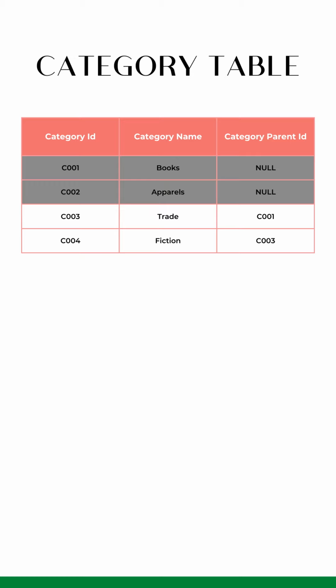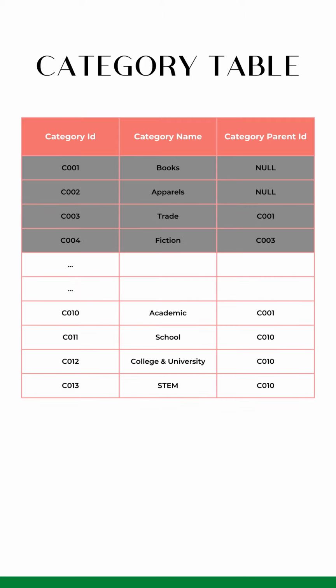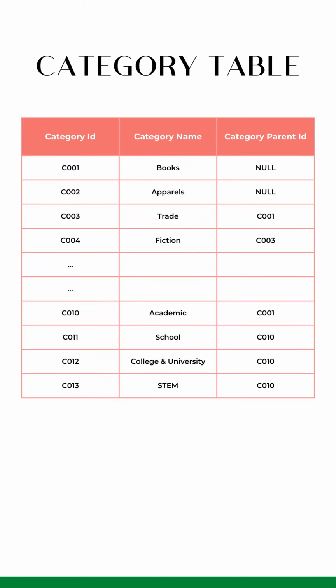Let's fill this table with some categories under academic. Parent category for academic is C001, books. Parent category for school, college and university and STEM is in turn C010, that is academic. So the table looks like this. This way, infinite nesting of categories is possible.